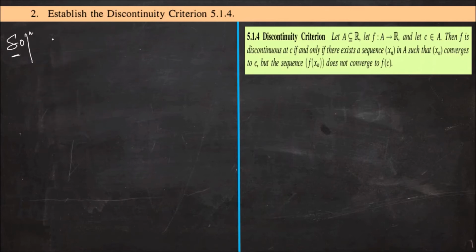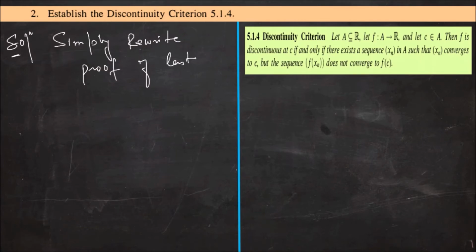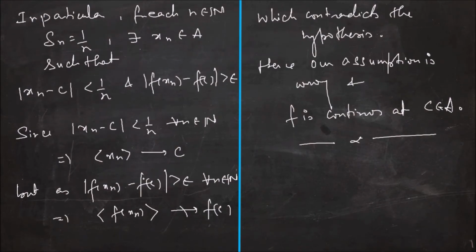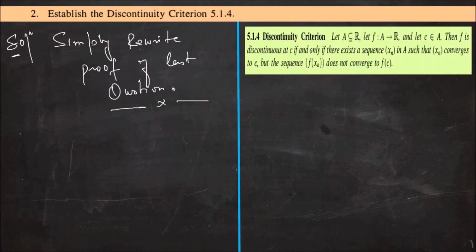Solution: simply rewrite the proof of the last question. Fine. So I am not going to prove this. If you assume that f is discontinuous at c, then, in this case, I have assumed that f is not continuous at c, and I have been able to construct a sequence xn that converges to c, but the corresponding sequence f(xn) is not converging to f(c). Conversely, on the contrary, you can assume that f is continuous at c, and then you will be able to contradict this statement. We just have to rewrite the proof of the last question, so I am not going to prove this question in this video.